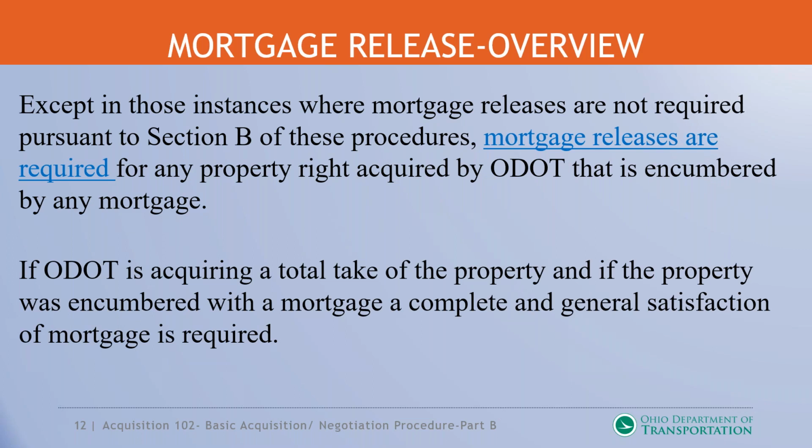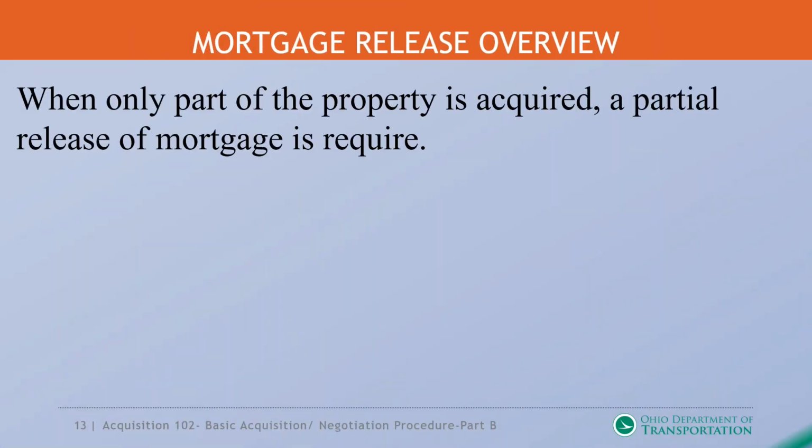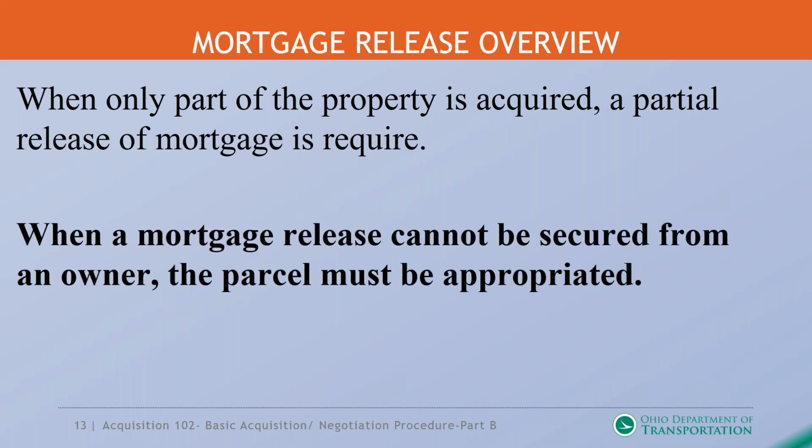If ODOT is acquiring a total take, then quite naturally what we're going to be looking for is a complete general satisfaction of mortgage, because we're going to be acquiring that entire piece of property. So just take a quick overview of it. When only part of a property is acquired, a partial mortgage release is required or is needed. When a mortgage release cannot be secured from an owner, the parcel must be appropriated.